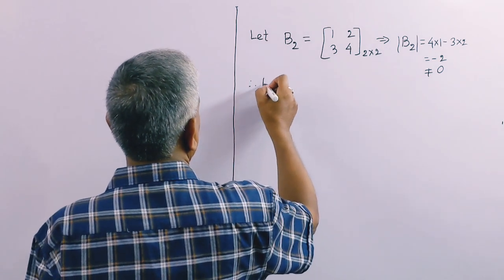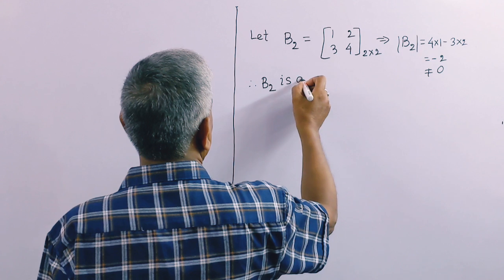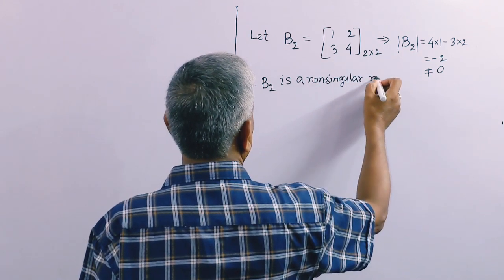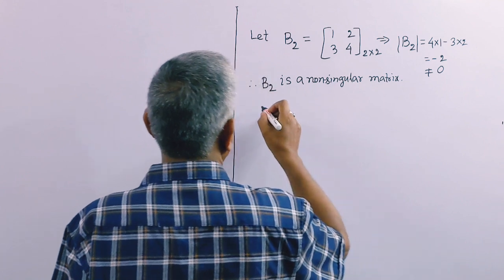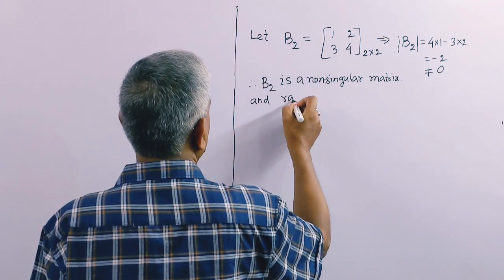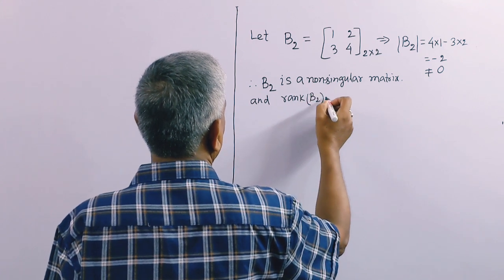Therefore, B2 is a non-singular matrix, and the rank of B2 equals 2.